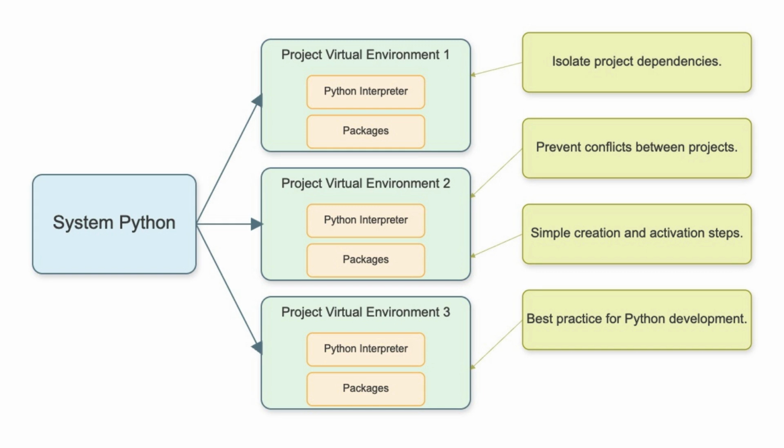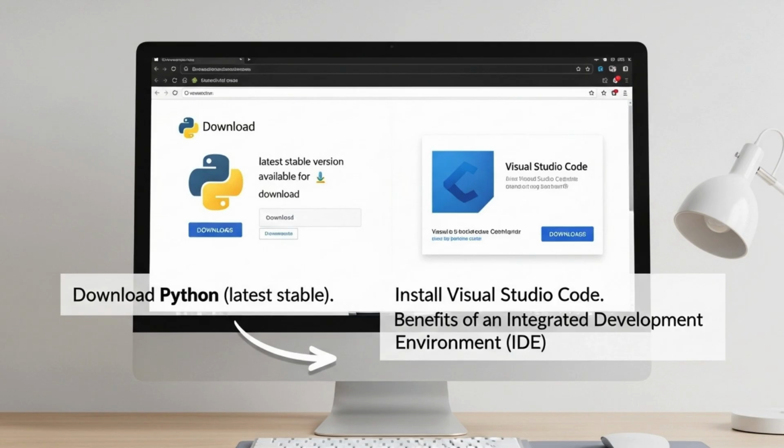This means the libraries you install for Project A won't clash with those for Project B. It prevents what's known as dependency hell, making your development process far more stable and predictable. It's a best practice that saves countless headaches down the line and ensures your projects are portable and reproducible.